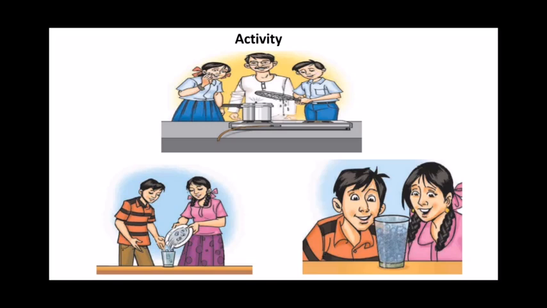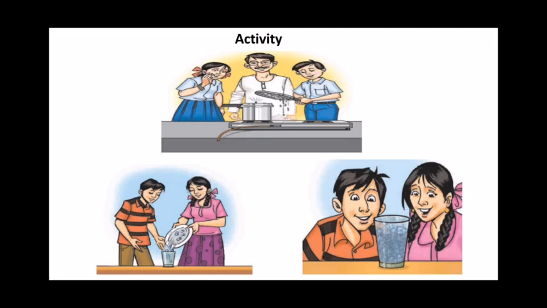So after conducting this activity, you might have observed that the water has changed into water vapor after it was heated. This vapor turns into water droplets when it touches the cooler lid. We can see the water droplets deposited on the lid. So you can see in the picture that when they removed the lid, they saw some of the water droplets on the lids.